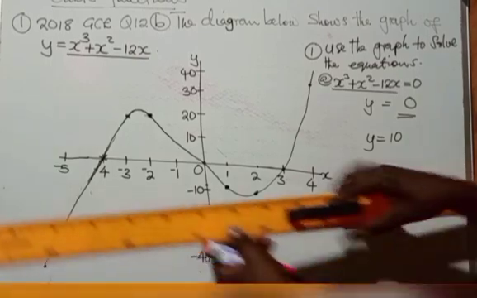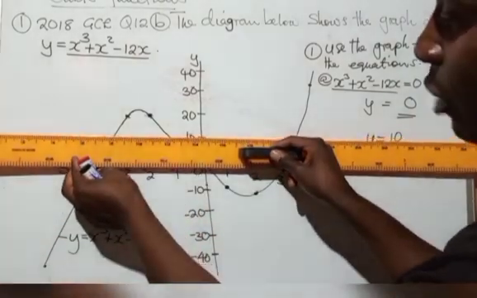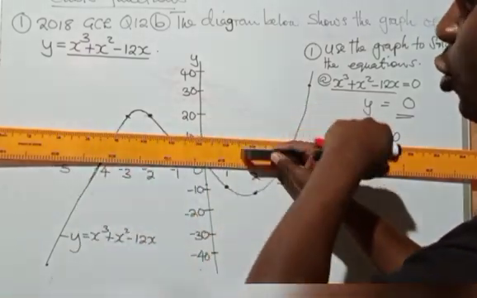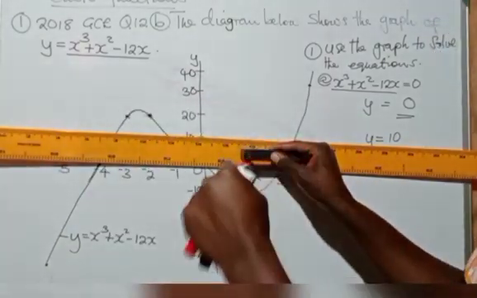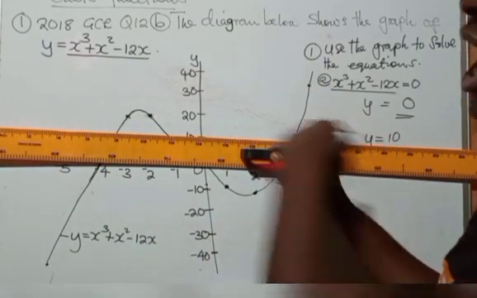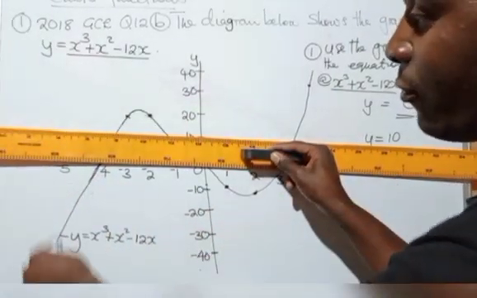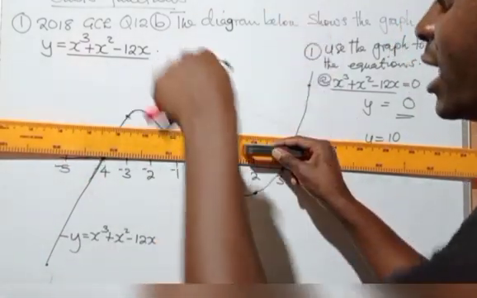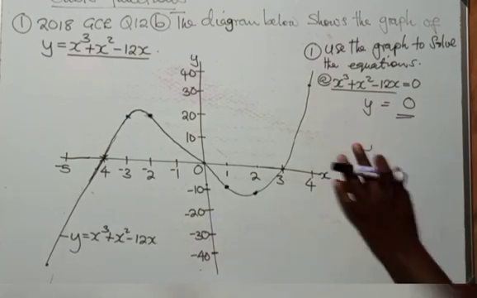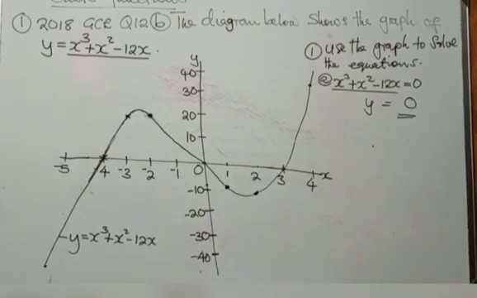So I get my ruler like this, then I draw my y is equal to 10. I will draw a horizontal line like that. Now, where this line which I've drawn, because this is y is equal to 10, where it cuts the curve, this graph, I'll get the values of x.